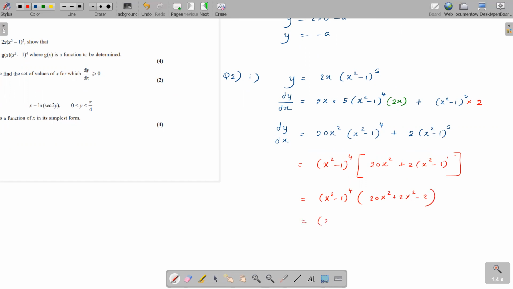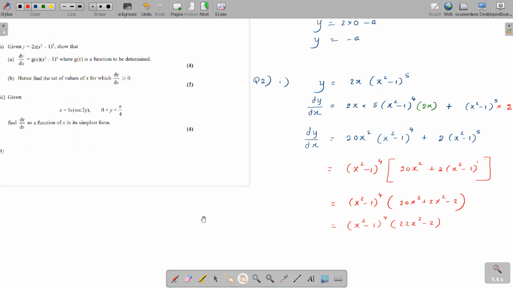So that gives me x squared minus 1 to the power 4, 20 plus 2 is 22x squared minus 2. Is this correct? Are you all okay with that? I mean, you need to give it in the format that they have given, where g(x) is a function to be determined. So who is g(x)? g(x) is the 22x squared minus 2.